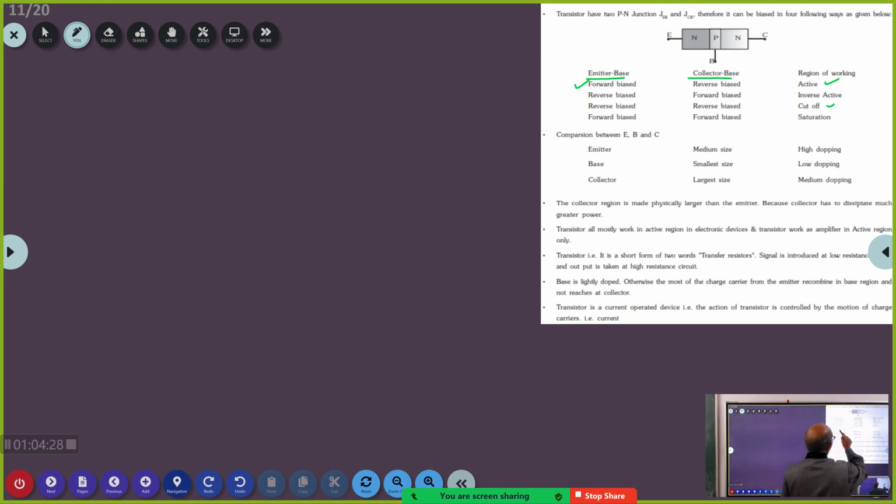cutoff, saturation. If you reverse bias the emitter base junction and forward bias the collector base junction, then it is inverse active. I will explain the name. If you reverse bias the emitter base and reverse bias the collector base, then it is called the cutoff region. I will explain all this. Forward bias emitter base and forward bias collector base, then it is called the saturation region. Okay? Are you with me? Yes, sir. I'll explain this in the appropriate context.